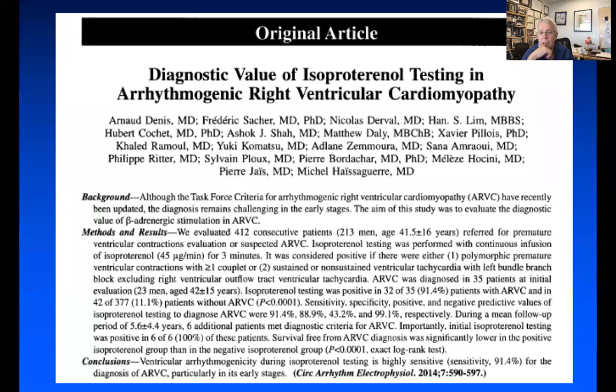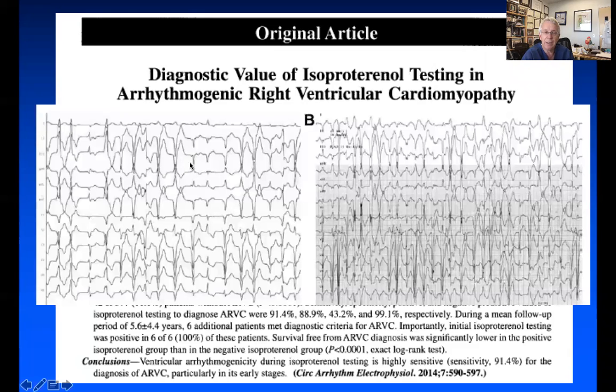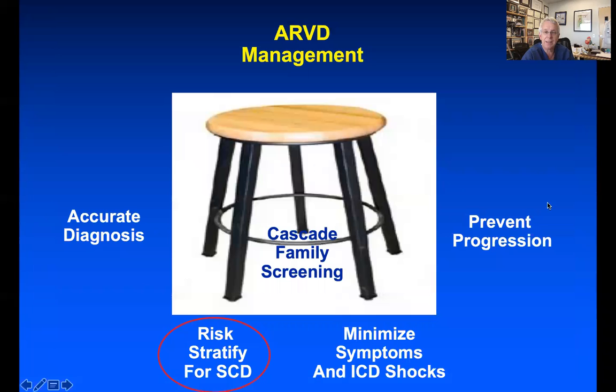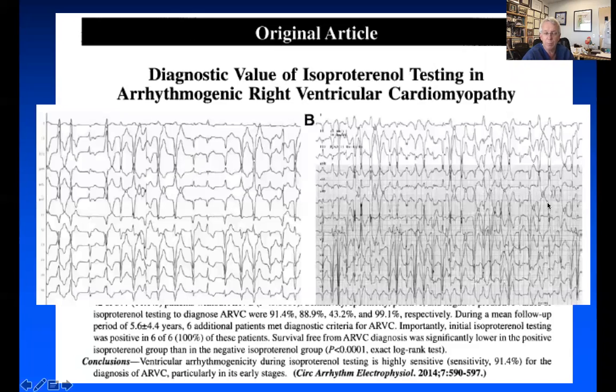Another test we do sometimes is a high-dose adrenaline test, where we drip in extremely high doses of adrenaline. In patients with ARVD, that will light up their VT. You can see all these PVCs, these wide beats and runs of these wide beats. This is a typical behavior of an ARVD patient if they get a high dose of adrenaline as part of their diagnostic workup.